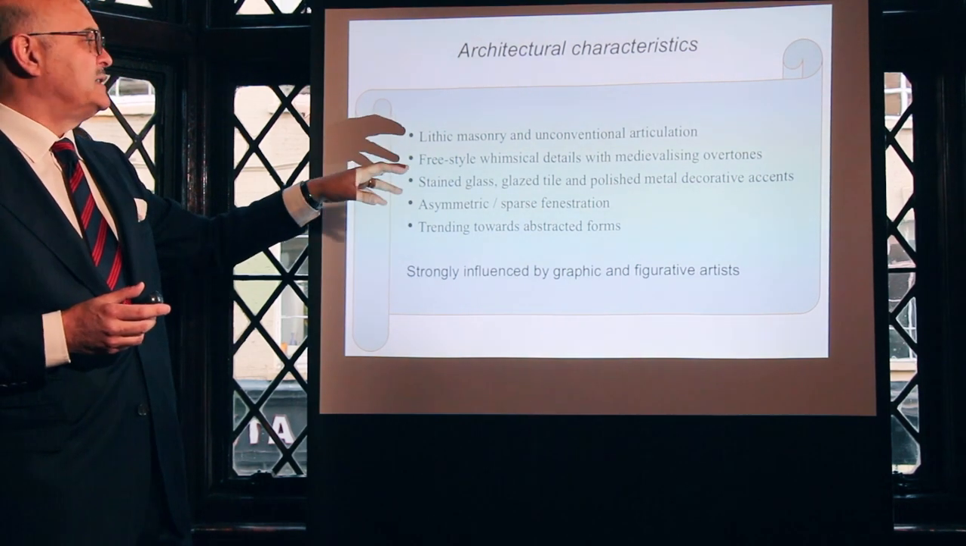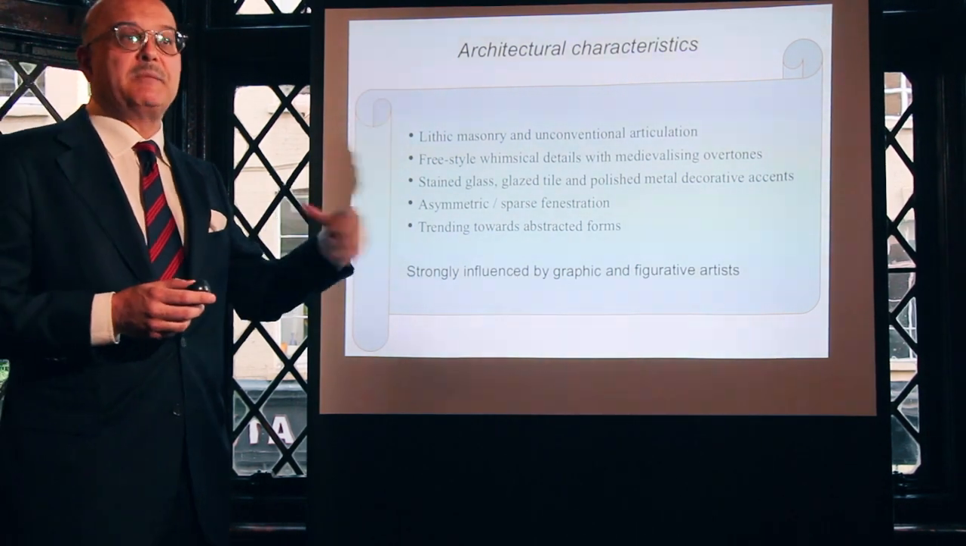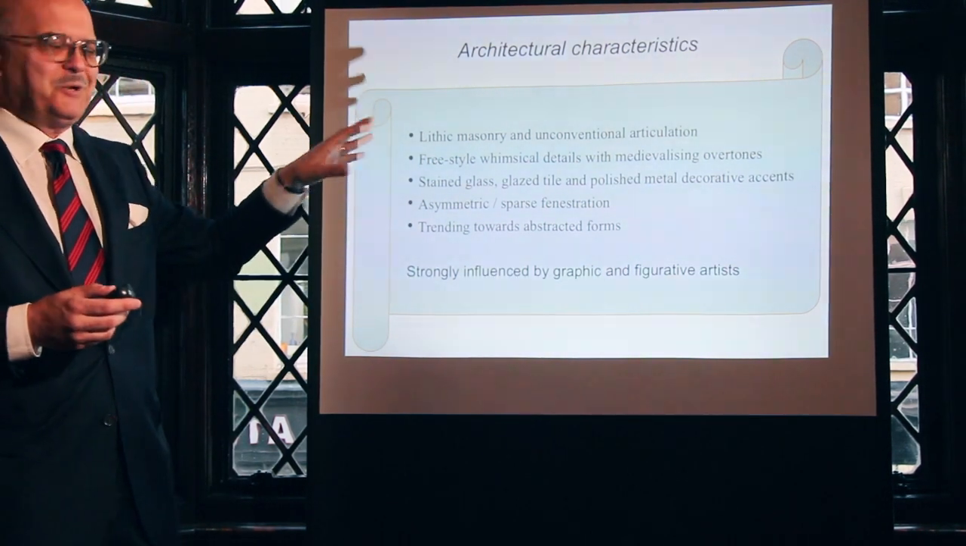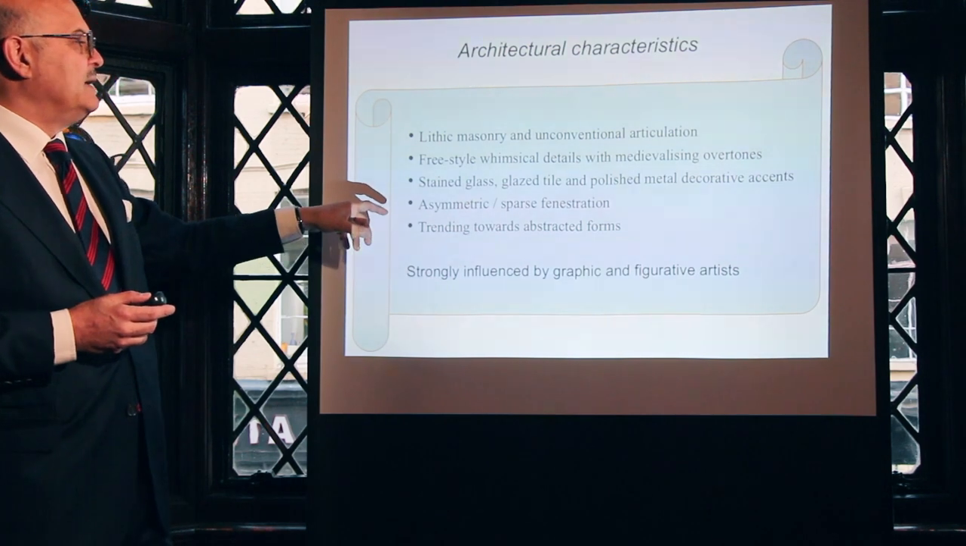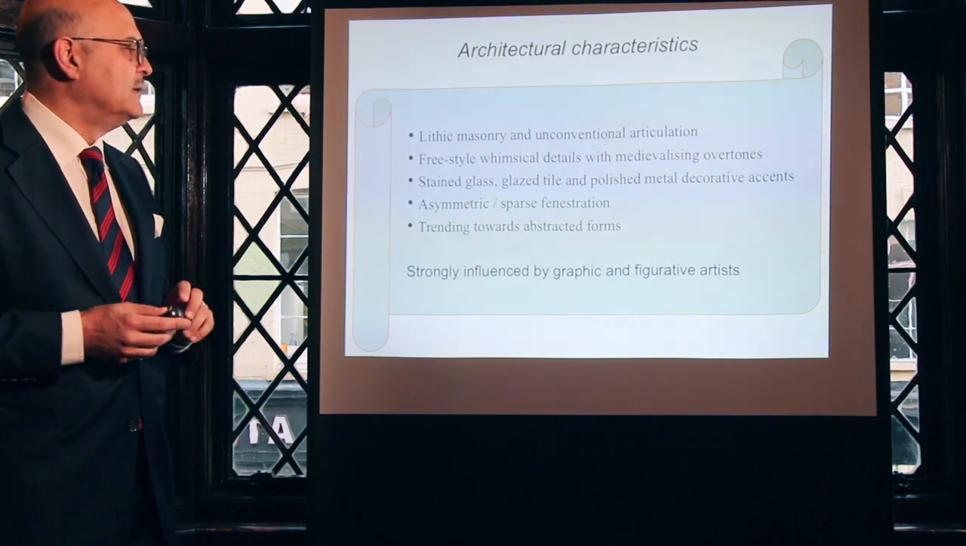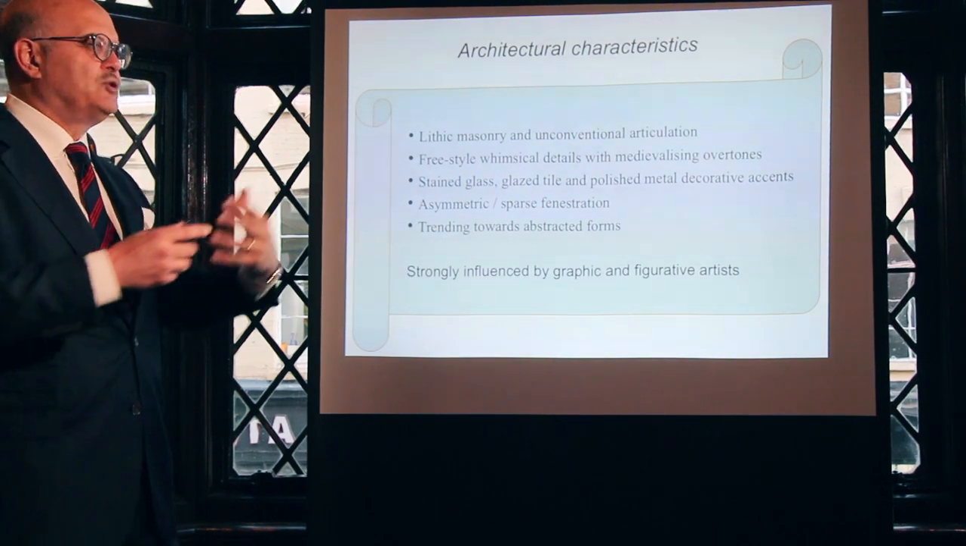Nice stained glass and glazed tile and polished metal. Some of these things are becoming a lot more affordable and being mass produced, although in these buildings typically they're artisan produced. The window arrangements can be a bit sparse, a bit asymmetric, and it's trending towards abstraction.